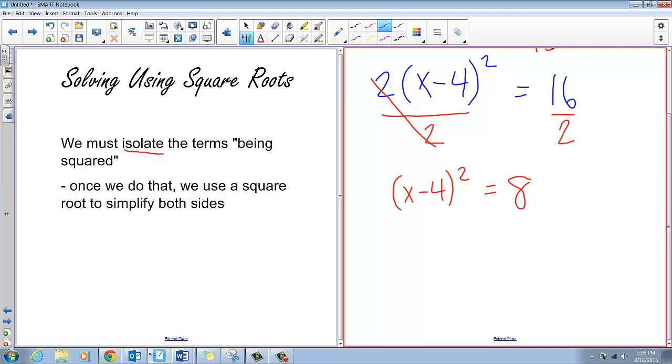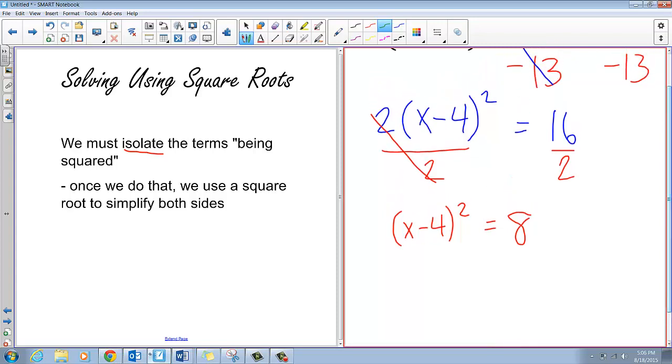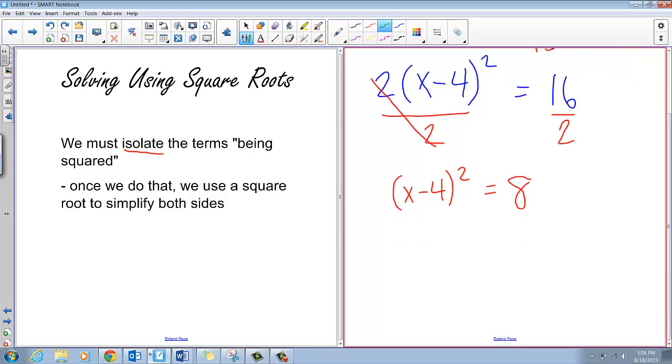I do want to address a quick mistake that students often make. Oftentimes students will try to distribute this 2 inside of there. We have to remember that x minus 4 is being squared, and we cannot just distribute this 2 because that 2 is not something being squared. And (x minus 4) squared is 2 polynomials being multiplied, and we cannot just multiply in a 2. So do not ever do that. Okay, we always want to divide it out first.